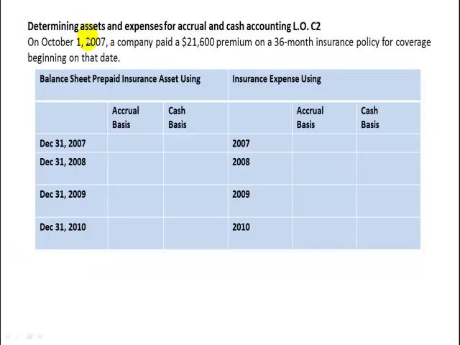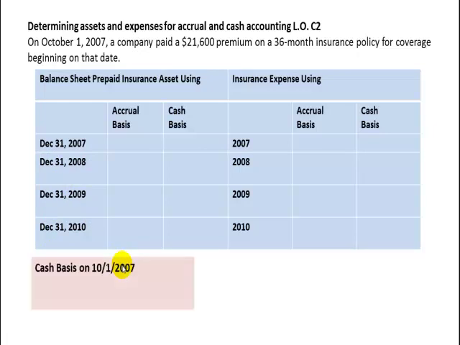So let's see. We have this grid set up here, and we've got balance sheet, prepaid asset listing using either accrual basis or cash basis, and then we have insurance expense using either accrual basis or cash basis, and they are asking us what it would look like for the end of 2007, the end of 2008, 2009, and 2010. So let's start.